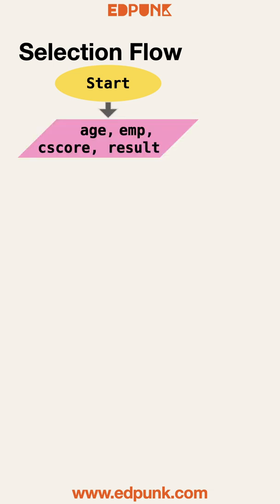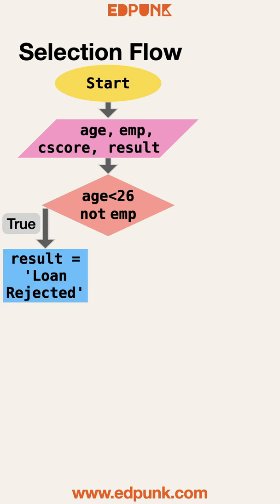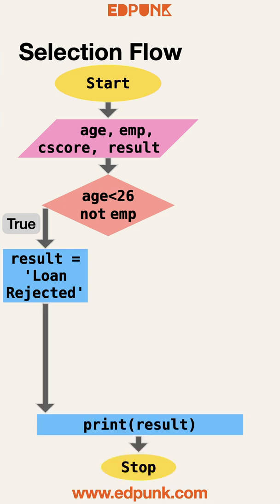The flow begins when the program starts, when the script is executed. Based on the user input, variables age, EMP and C-score are initialized. Also, the variable result is initialized to None. We encounter the first decision node where we test if the age of the applicant is less than 26 and the applicant is not employed. If the condition is satisfied, the value of variable result is updated to the string "loan rejected". As the outcome is now determined, the result is output and the execution stops.